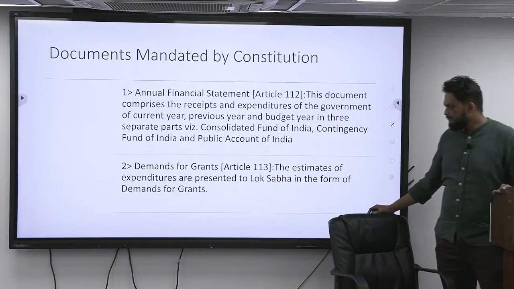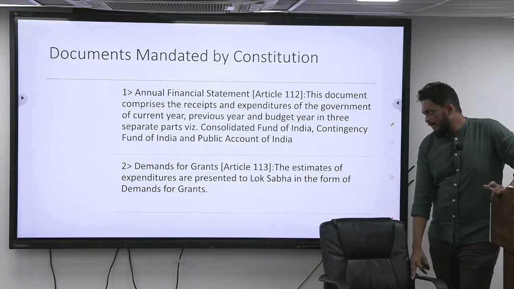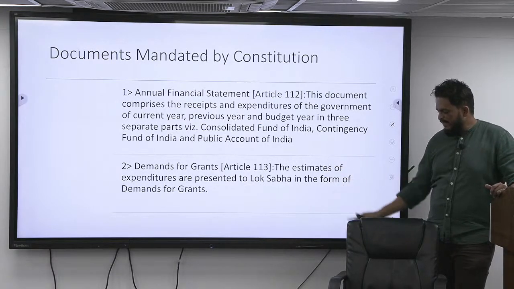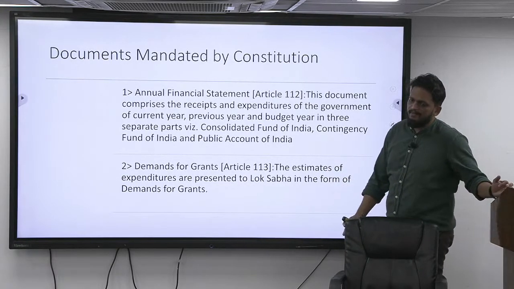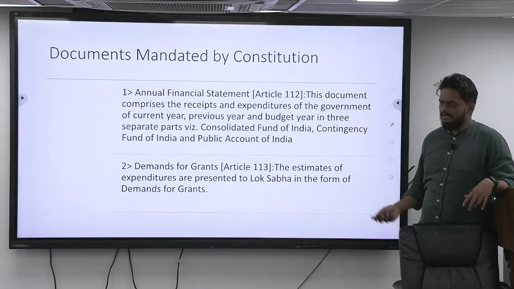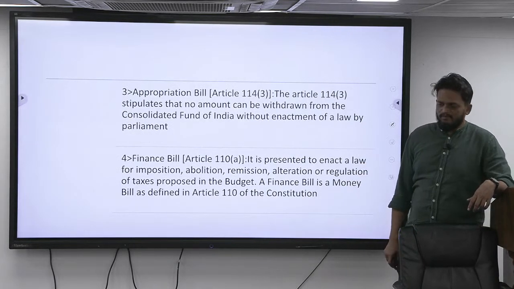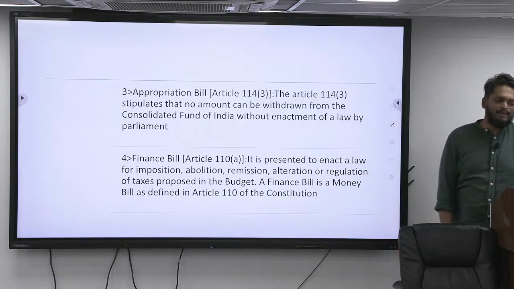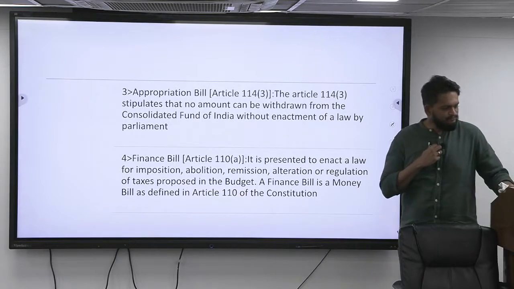Then demands for grants, which we just saw. Estimates of expenditures are presented to Lok Sabha in the form of these demands for grants. So whatever forms they fill up will be presented to Lok Sabha. Then appropriation bill and finance bill we also just saw. First the appropriation bill is passed, after that the finance bill is passed.